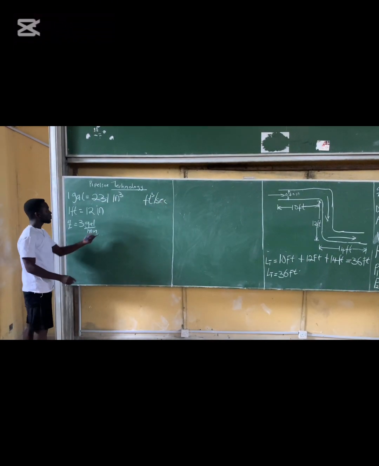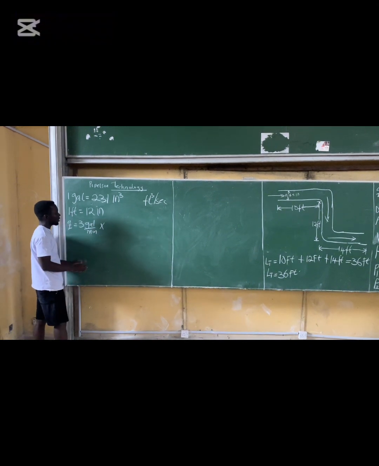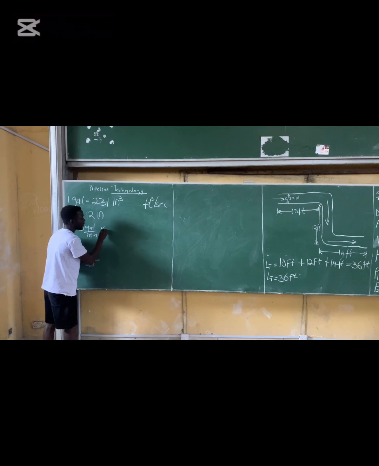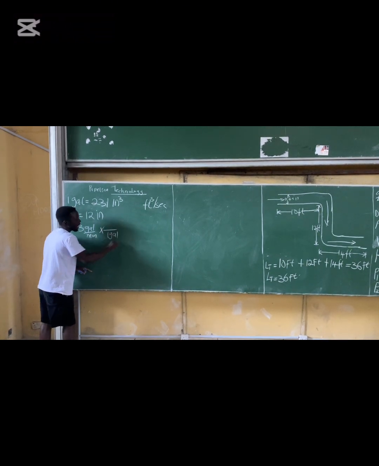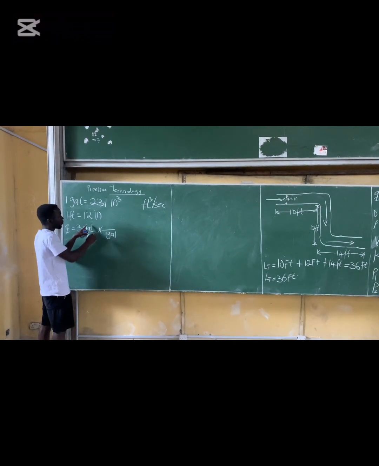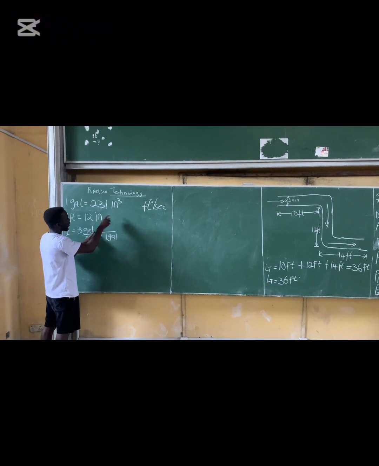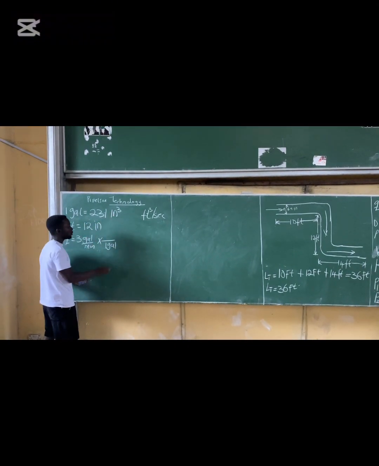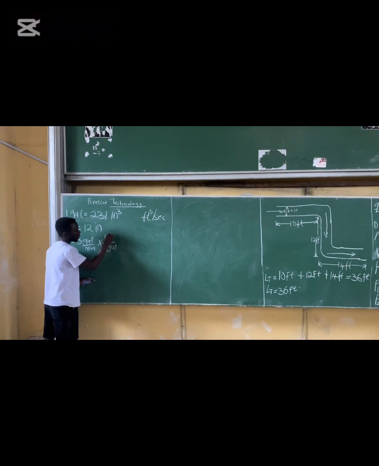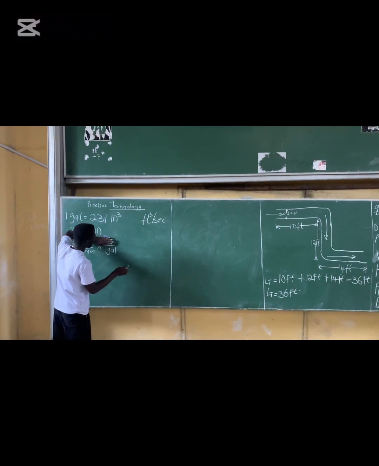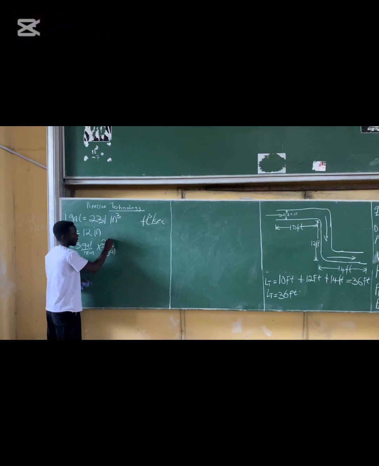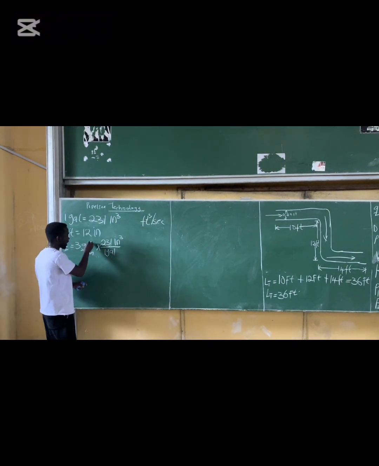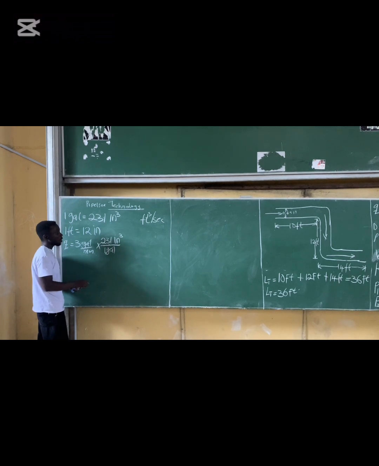This becomes multiplied by, since gallon is here, you have to divide by what? 1 gallon. Then multiply by, now we are converting from gallon to feet, but we have to convert to inch cubed. So it becomes multiplied by 231 inch cubed. So that gallon, we're able to cancel that gallon.